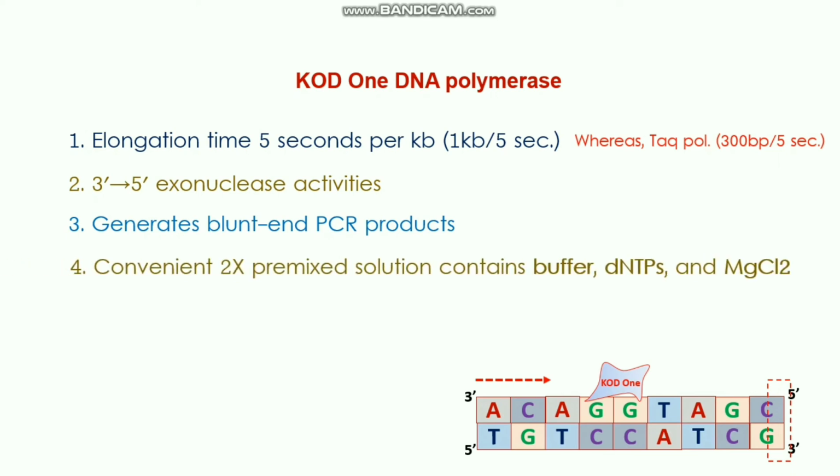Additionally, it is available as a premix or master mix solution that contains buffer, dNTP and magnesium chloride. So when preparing your PCR reaction mixture, you do not need to add buffer, dNTP or magnesium chloride. You just need to add the KOD1 DNA polymerase premix, the primers, and additionally water. That's all you need to set up your PCR reaction.